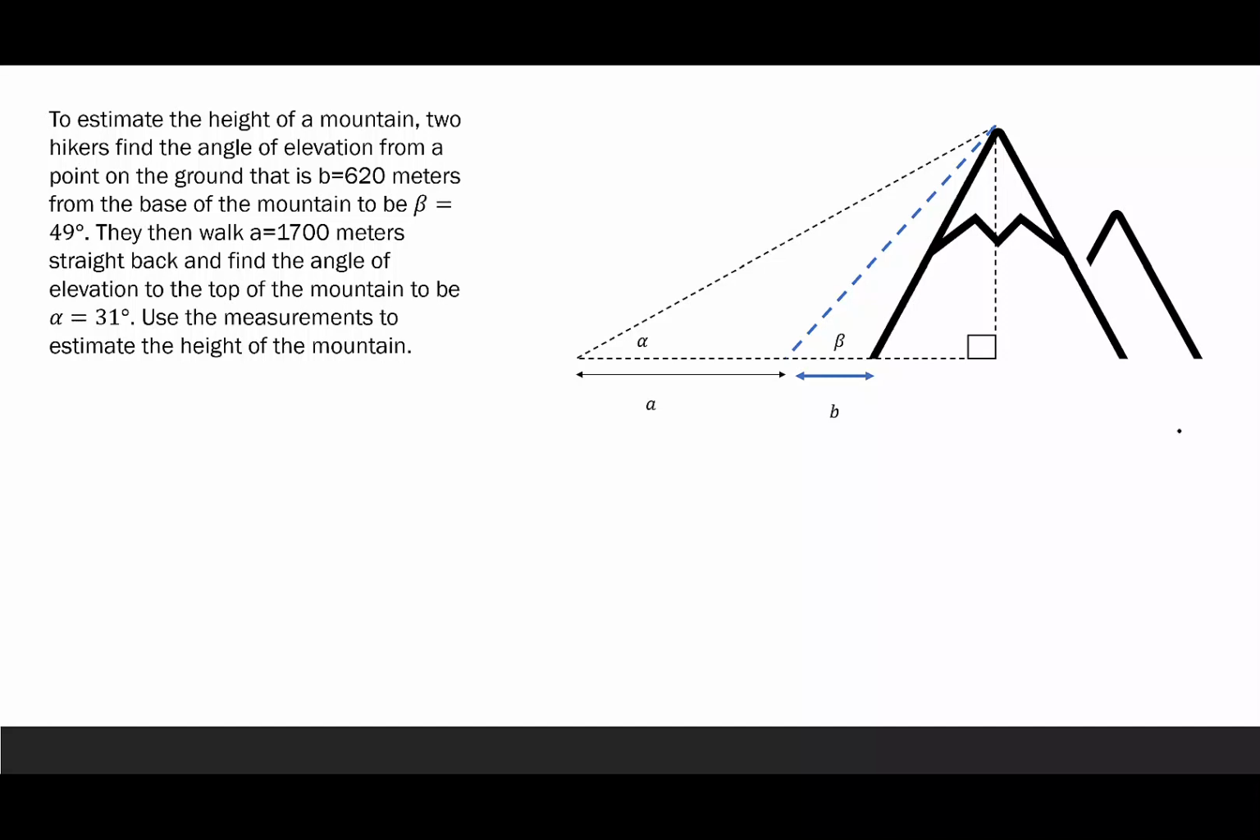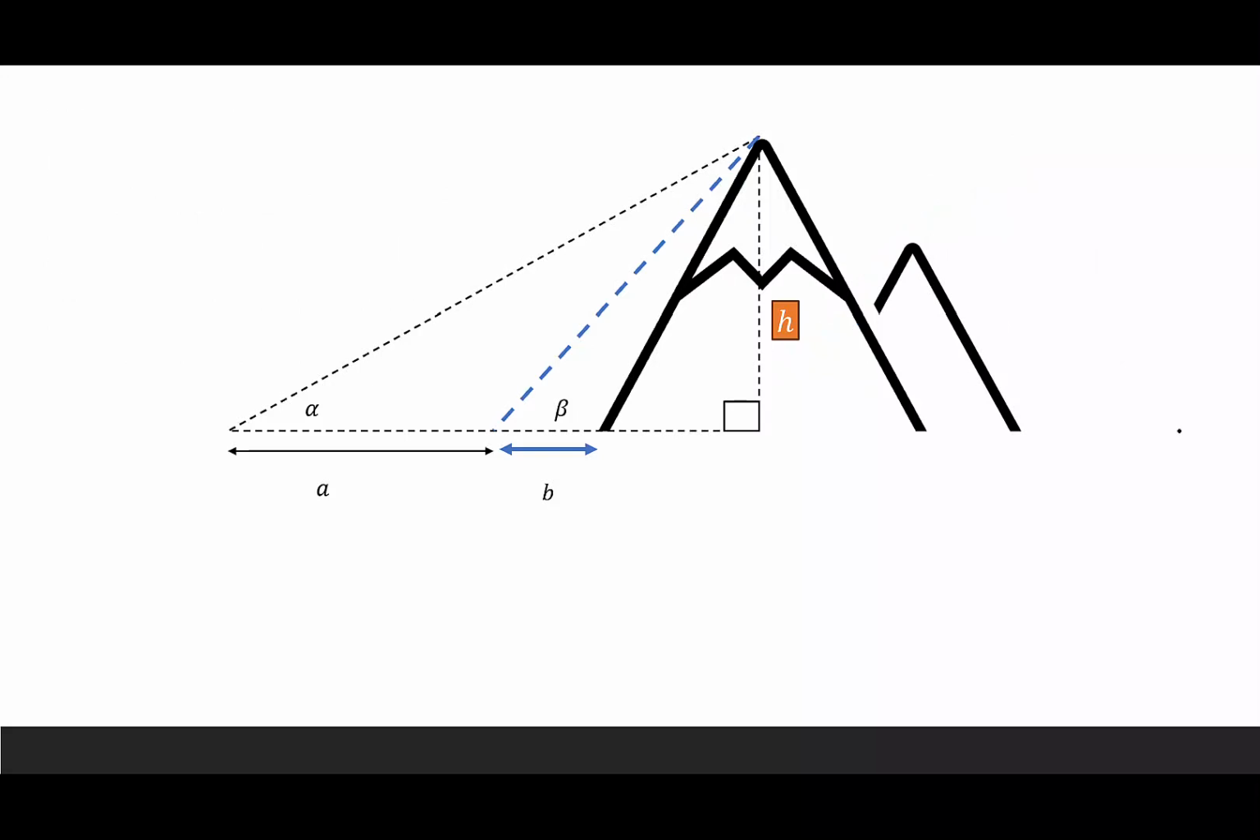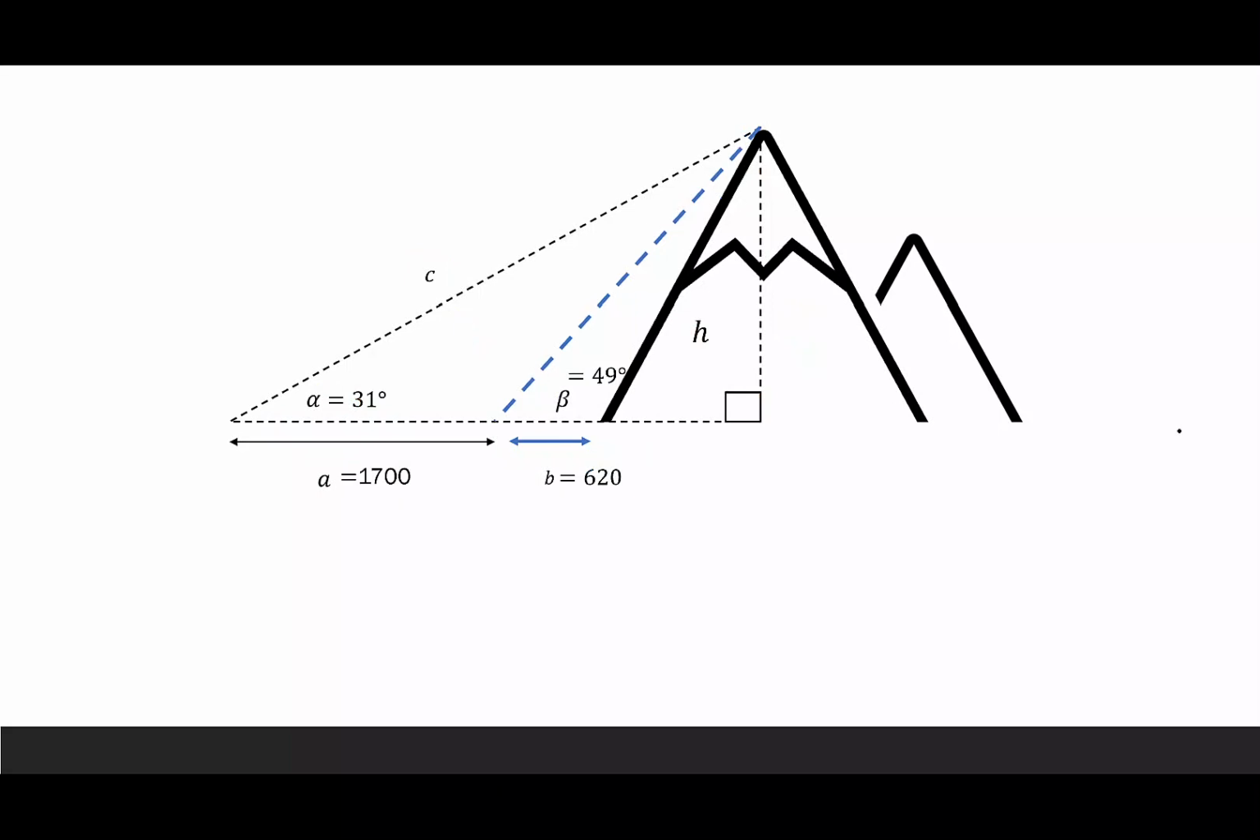Let's look at what we're trying to find. We want to know the height of the mountain h. Because this is a right triangle, we are going to use the value of alpha to help us find our solution. To find our solution, we're going to need to know c, the length of the hypotenuse. Let's write in everything we know. We know alpha is 31, beta is 49, the distance of A is 1700, and the distance B is 620.